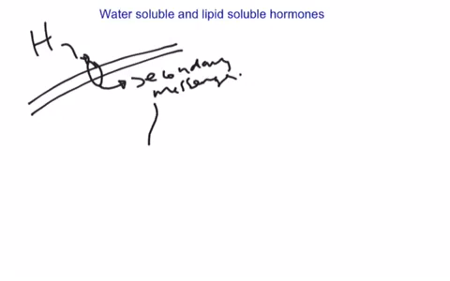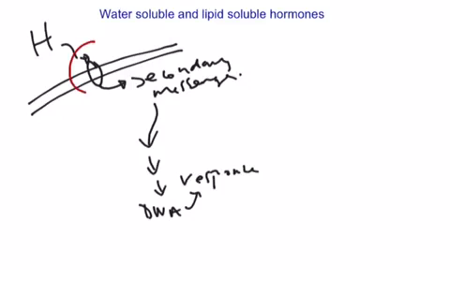And this secondary messenger will bring about a signal cascade, or a cascade of reactions that will ultimately influence the DNA, or the genetic material of the cell, which will bring about some kind of response. The key bit to realize here is that a water-soluble hormone cannot pass through the membrane, and so it must interact with a receptor that's embedded in the membrane itself.